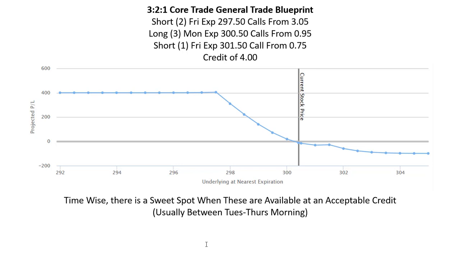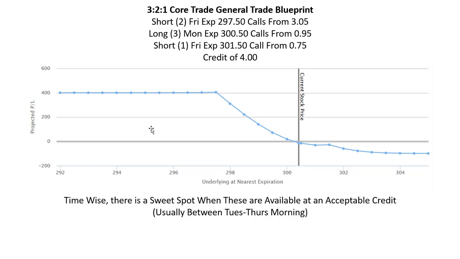Now, I mentioned earlier that time-wise, there's a sweet spot when these are available at an acceptable credit. If you get in too soon, you're not going to get the credit that you want. If you get in too late, you're probably not going to get the credit you want either, because it depends on whether this call that is out of the money by 1 point is worth anything. If you get in too soon, the longs are too expensive. But if you get in too late, then this last short is not going to bring in enough money to create the credit that you're wanting.